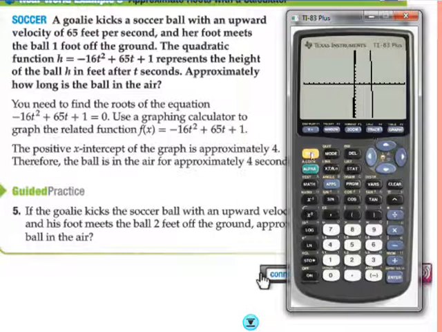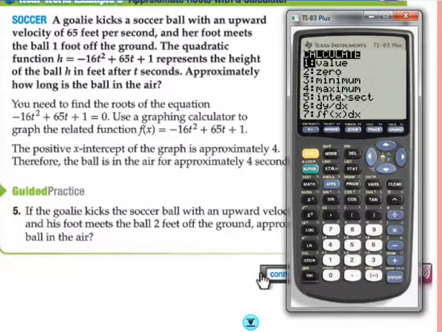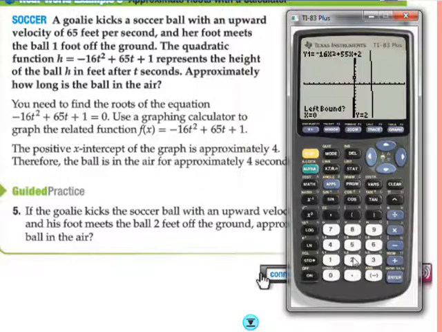Alright, so let's go to second, calculate, and we're looking for the 0, so that's 2. And then we have to do this left boundary, right boundary stuff. So I don't want this 0. I want this one. I want to know how long was the ball in the air. So if you think about the soccer ball, it's getting kicked up and then back down.